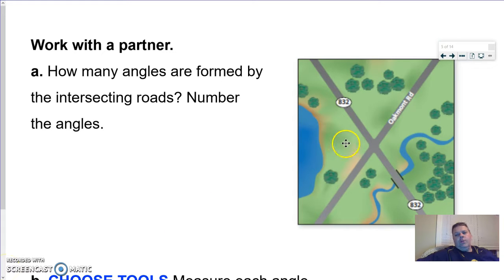Hopefully you were able to determine that the angles opposite of each other look like they are very similar in measure. These two angles look like they are the same angle. These two angles look like they are the same as well.